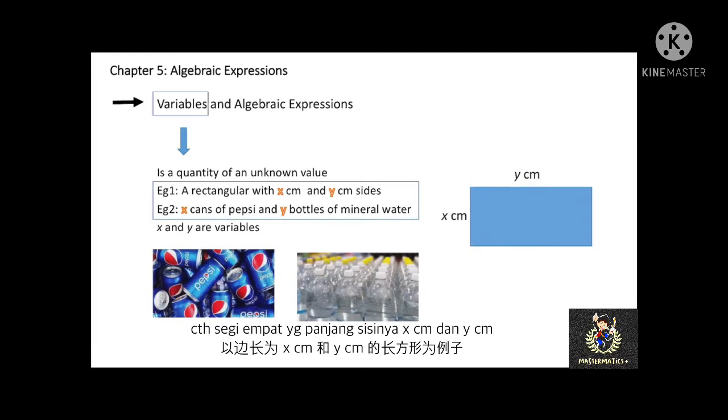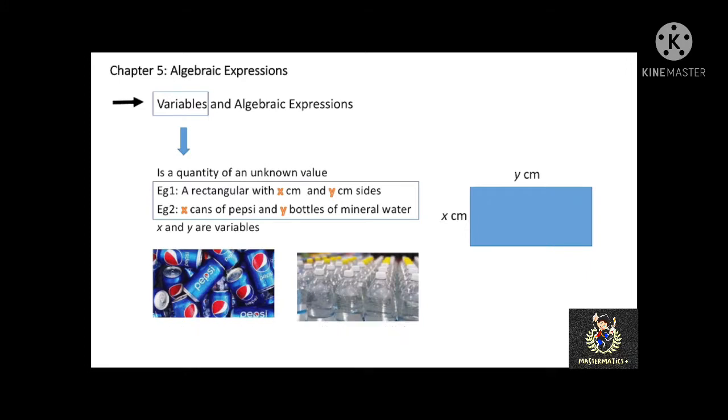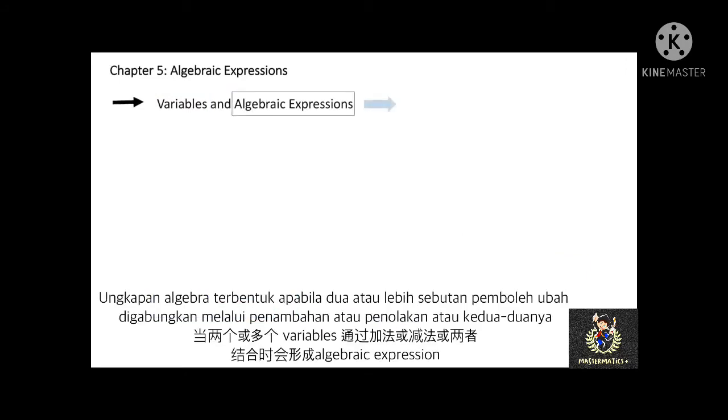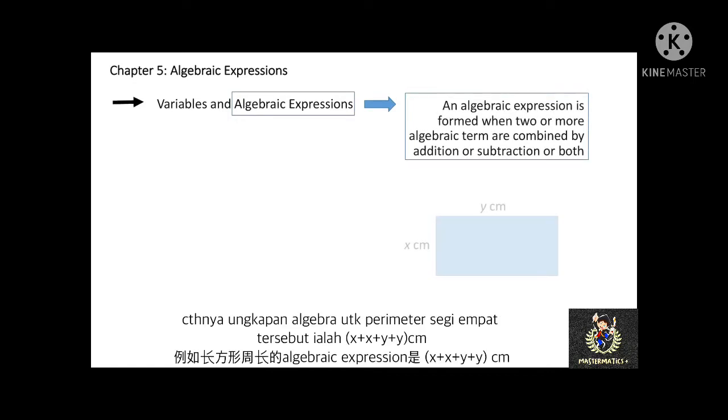Another example is x cans of Pepsi and y bottles of mineral water. The unknowns x and y are also variables. On the other hand, an algebraic expression is formed when two or more algebraic terms are combined by addition or subtraction or both. For example, to express the perimeter of a rectangle.